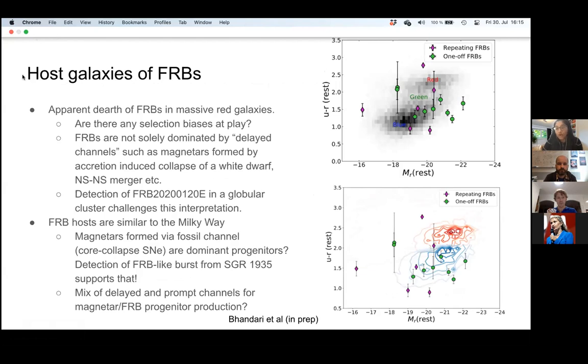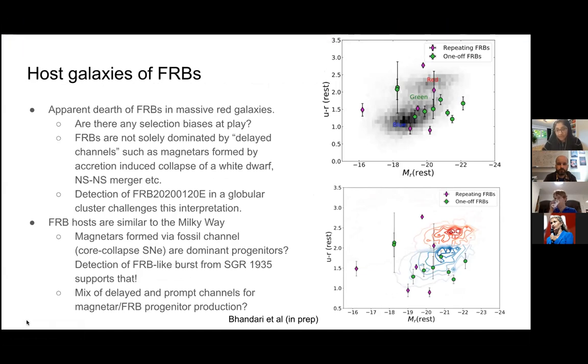So the plots here only include the FRBs for which the association is pretty secure. So I'm talking about a PATH probability of greater than 90%. That includes 16 hosts, of which 6 are repeating and 10 are non-repeating.